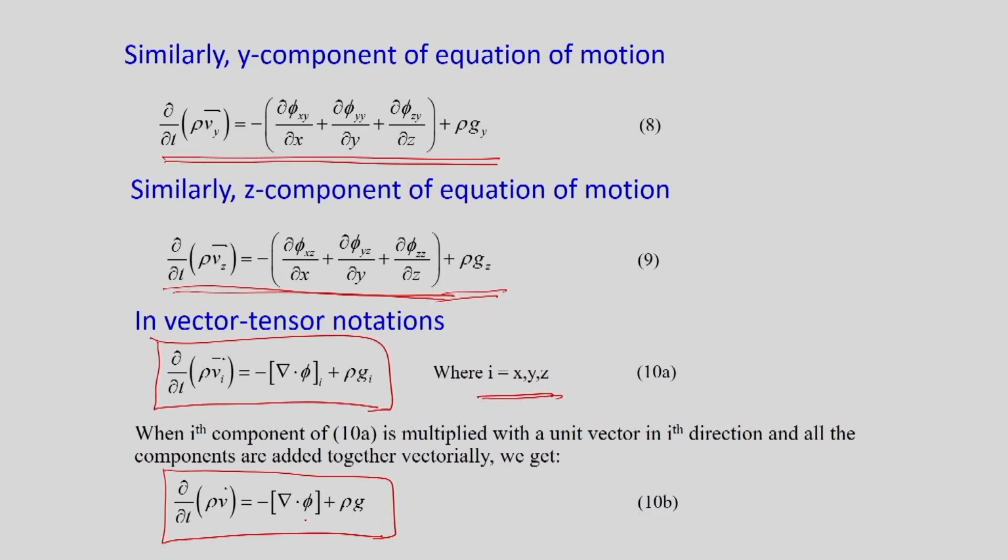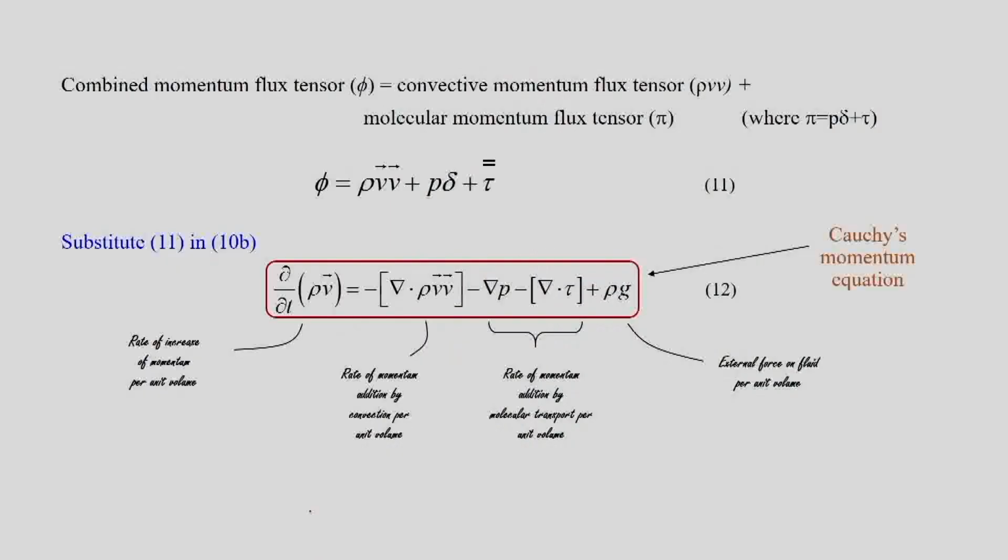Now we substitute the combined momentum flux tensor pi. For the individual terms, the convective component and the molecular mechanism component also we have to include now. So, what is pi? The combined momentum flux tensor pi is the summation of the convective momentum flux tensor rho v v and the molecular momentum flux tensor pi. Whereas this molecular momentum flux tensor pi is something that we already know, as tau plus p Kronecker delta.